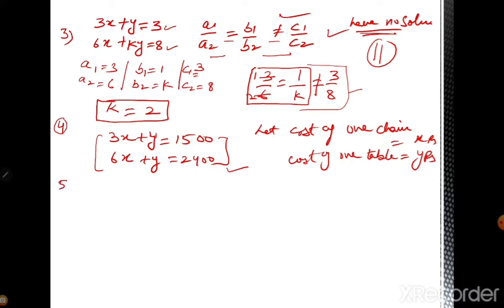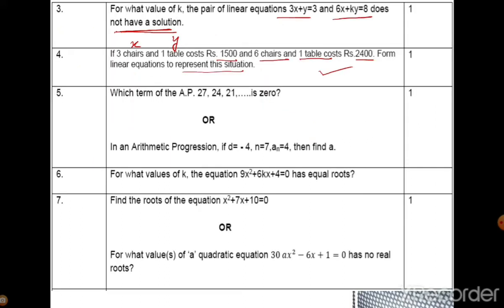Now question number 5. So here, which term of an AP is 0? Our question is, which term of an AP is 0? So here it is given which term. So which term we don't know. Here only 3 terms are given. So we'll suppose that the nth term, an, is 0. This is given. Which term of an AP is 0? Let the nth term be 0.